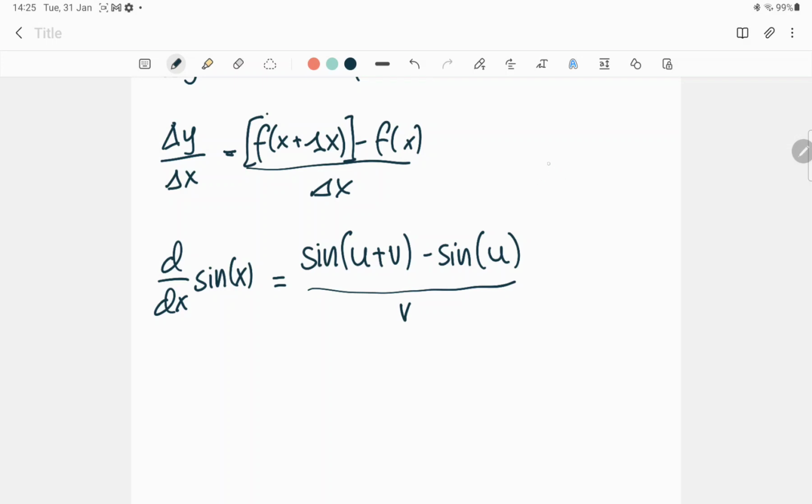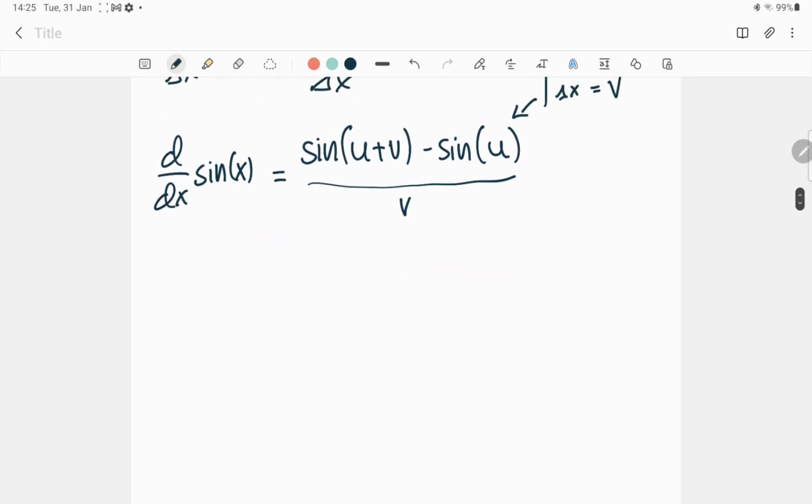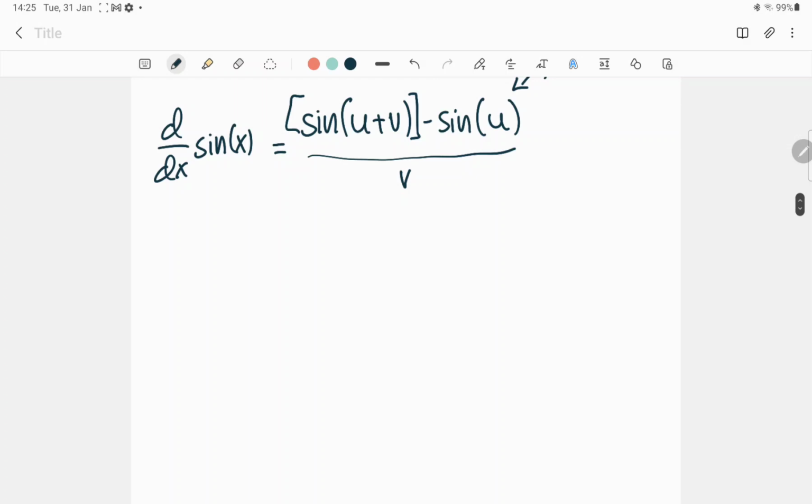So to make it clearer, the x is equal to u, and the delta x is equal to v in this newly written form. Right, so now let's expand this as we learned.